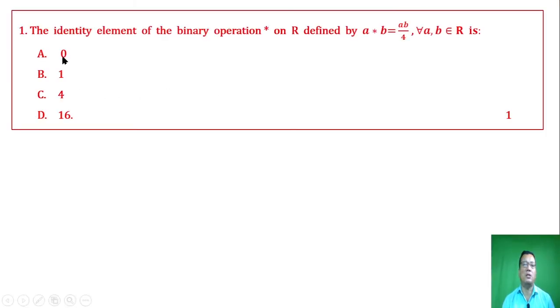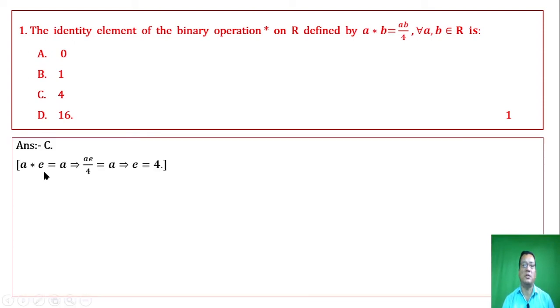Question number 1. The identity element of the binary operation asterisk on R defined by A asterisk B equal to AB by 4 for all A, B belongs to R is which one is true? Correct answer is C. How?